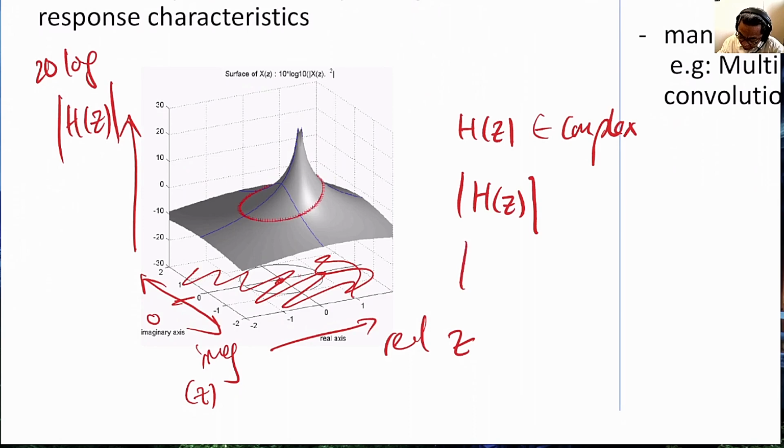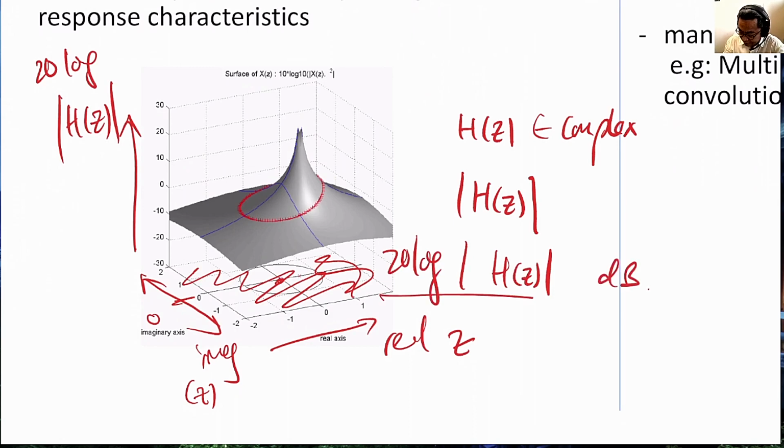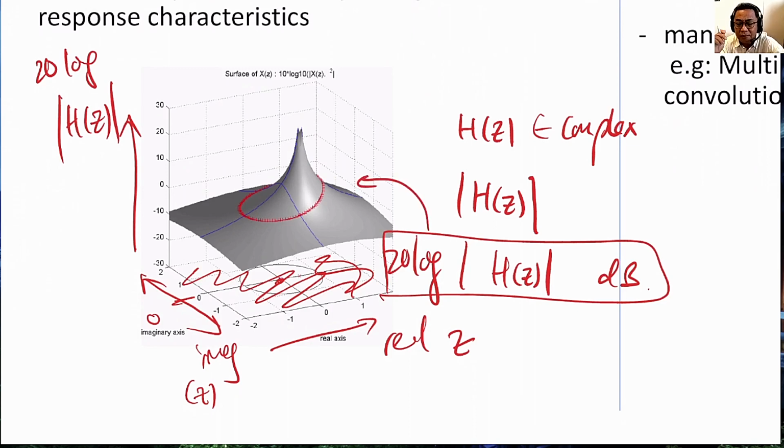And typically, instead of plotting the absolute value, we plot 20 log |H(z)|. So this is in the decibel format. So this example is we're plotting the 20 log |H(z)| over here. And you see that it is a surface, a magnitude surface in the log scale. And it will rise to infinity somewhere when there's a pole. And when there is a zero, it will go down to 0.